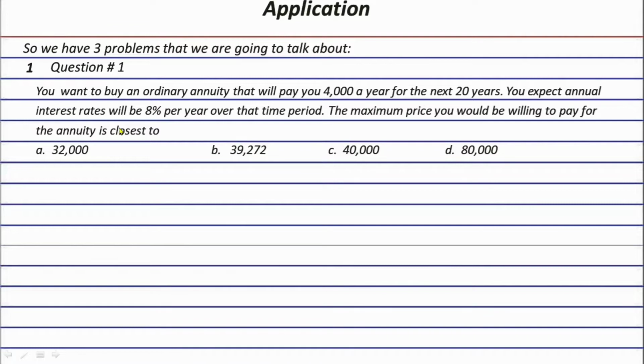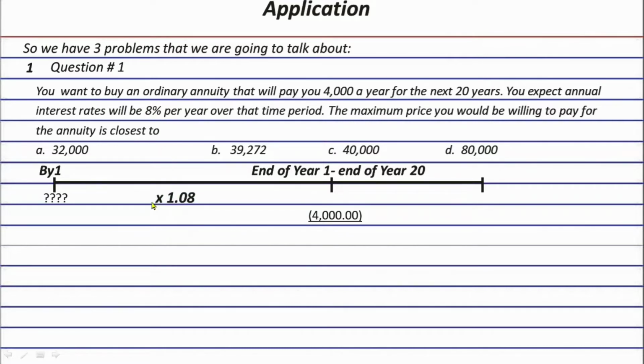Okay? So, if we translate it, it means you are to invest. The amount of investment is still unknown. But what is known is that the investment will pay you 4,000 per year for the next 20 years until it becomes zero at the end of year 20. And another information known to you is that this unknown investment will earn 8% per annum.